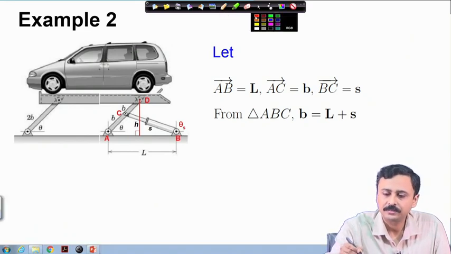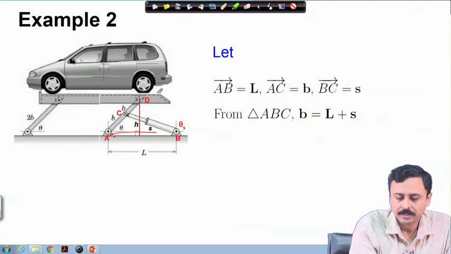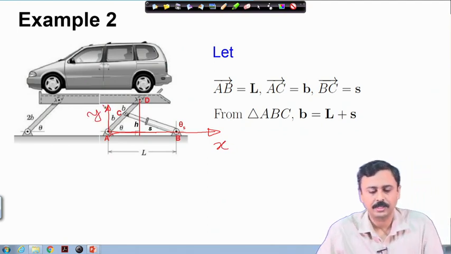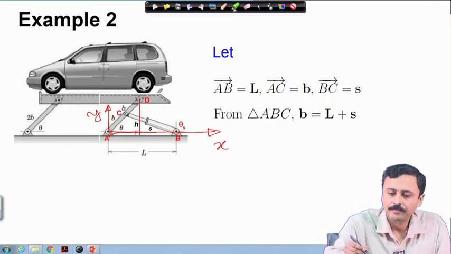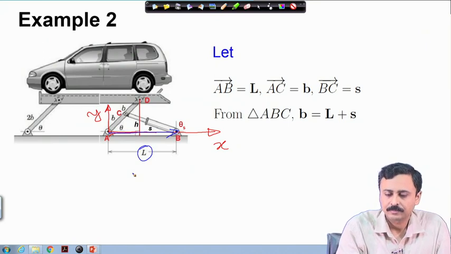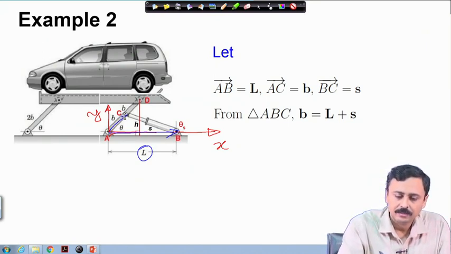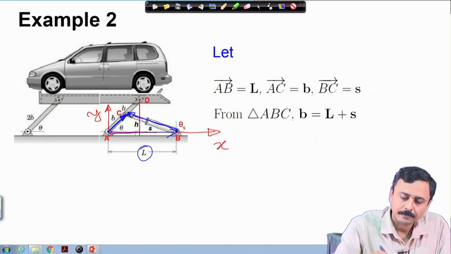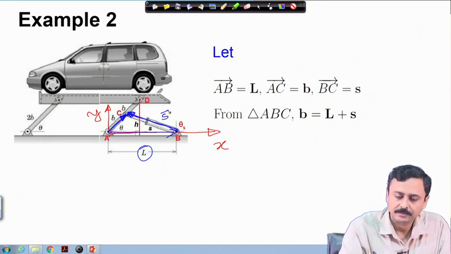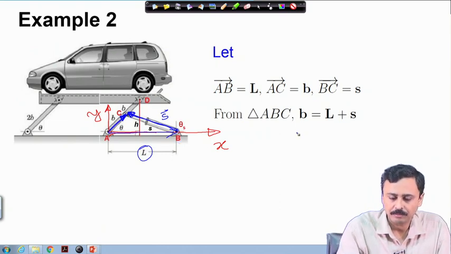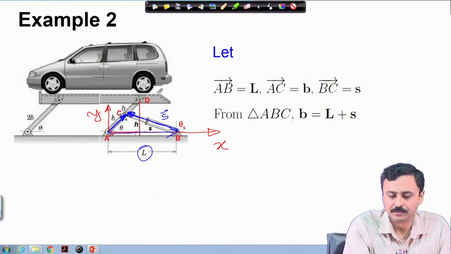We define these vectors in the coordinate system x y with origin at A. So, this vector is the L vector, AC is this vector B, and this vector is vector S. Therefore, from the vector loop equation we can write B as vector L plus vector S.